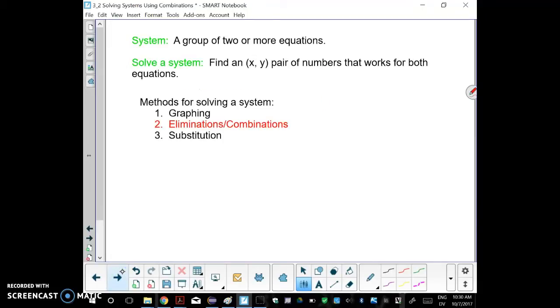All right, don't need to write this stuff down. This is just kind of a review. A system is two or more equations, and when you solve the system, you find an XY pair that works for both. And there are those special cases where there isn't an answer, but generally you'll get one XY pair as your answer. There are going to be three methods in this chapter for solving a system. The graph method, which we already did, eliminations, combinations, which is what today is, and then one final method called the substitution method. But today is eliminations, combinations.